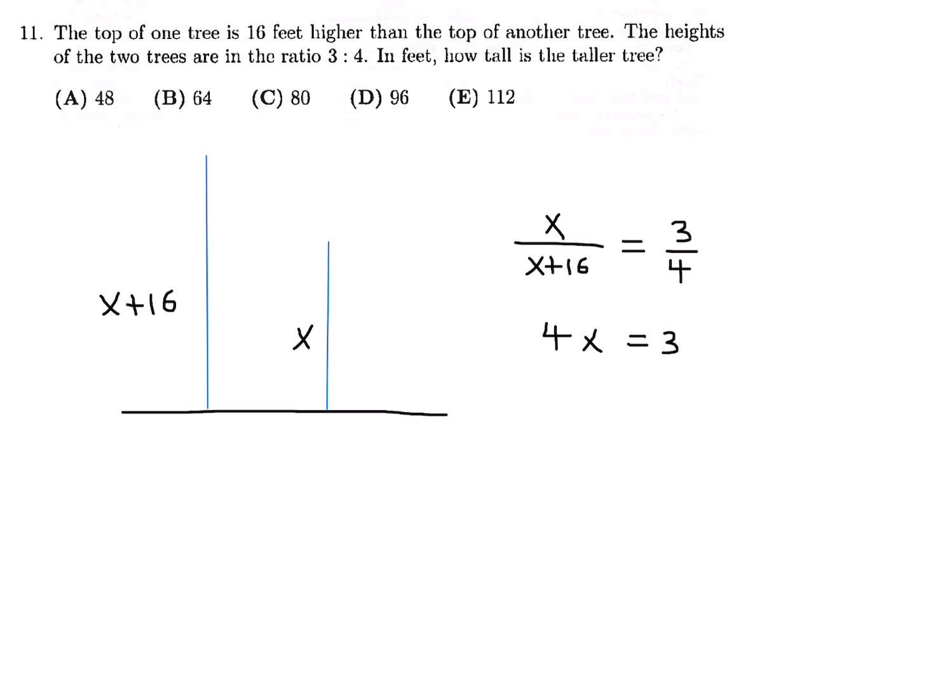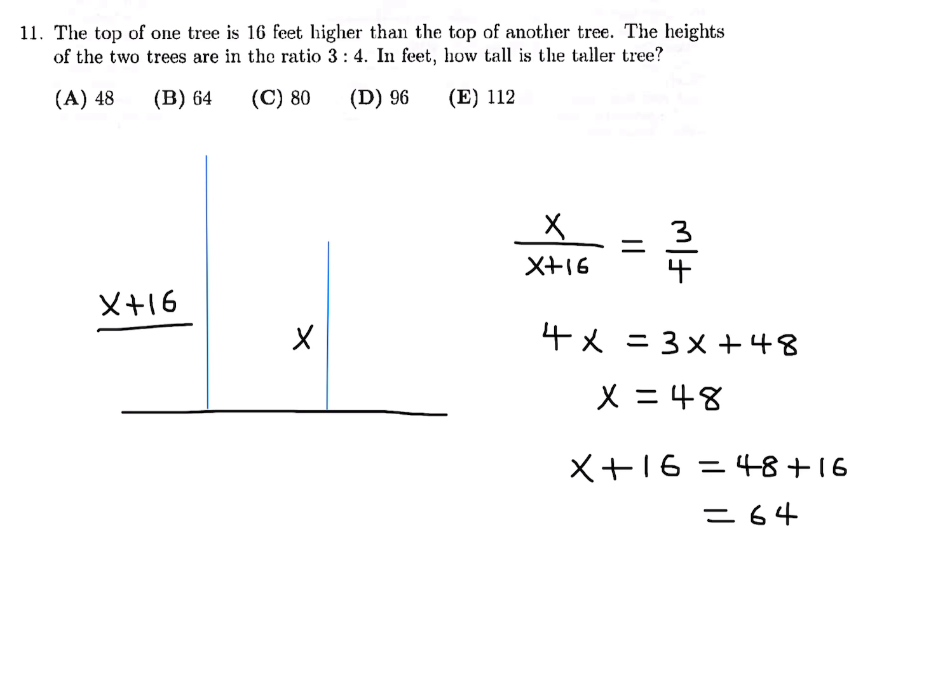4x is therefore equal to 3x plus 48, and therefore x is 48. But they don't want x, they want the height of the taller tree. So the taller tree is this guy, which is x plus 16, which is 48 plus 16, and that's 64. So number 11, the answer is B.